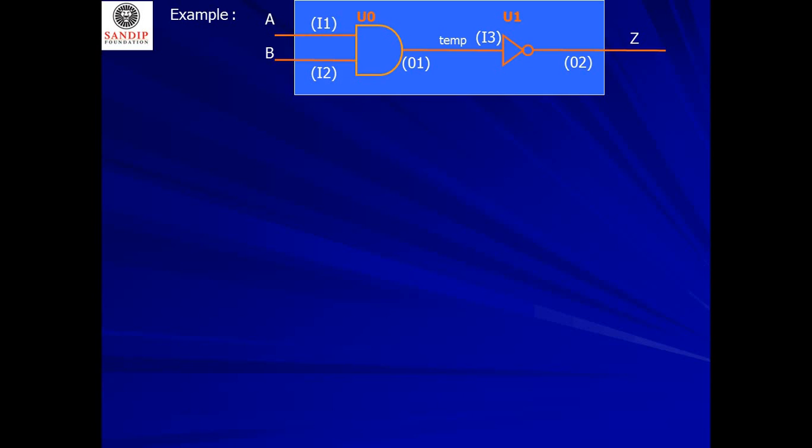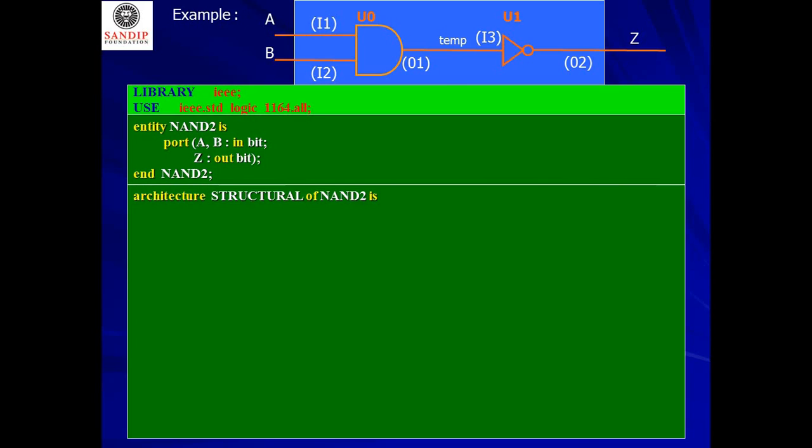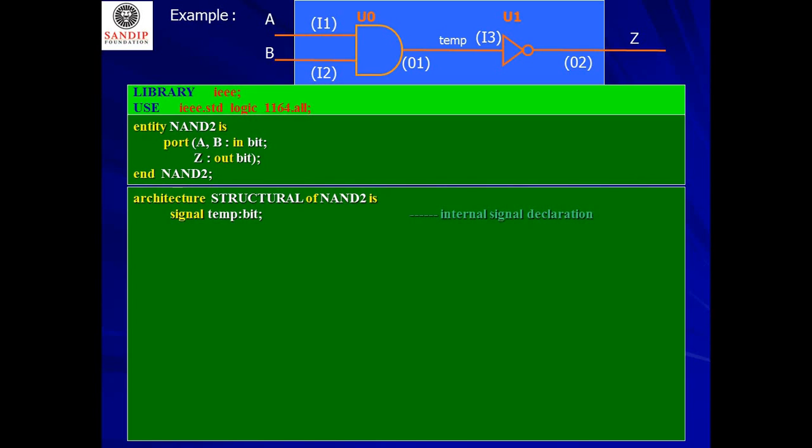Temp is the interconnect signal which interconnects the output O1 to the input I3. A, B are the input ports of the design, and Z is the output port of the design. Library IEEE, use IEEE dot standard logic 1164.all. Entity NAND2 is port A, B in bit, Z out bit, end NAND2. Architecture structural of NAND2 is signal.